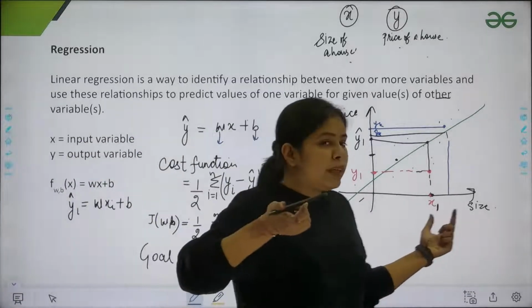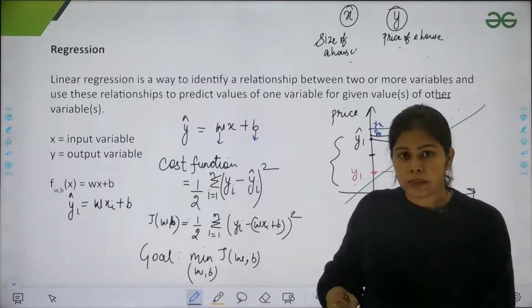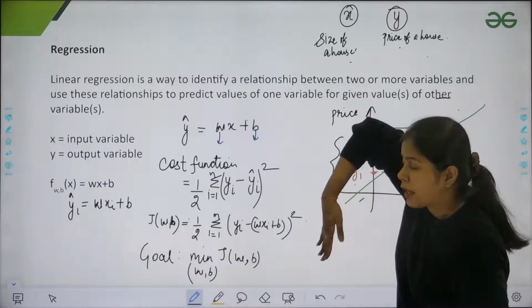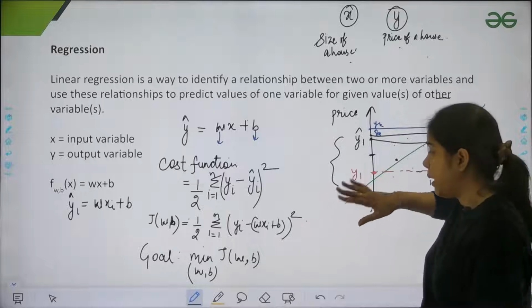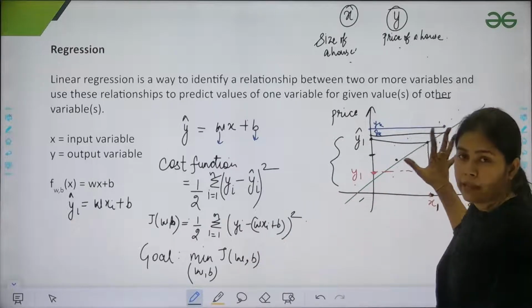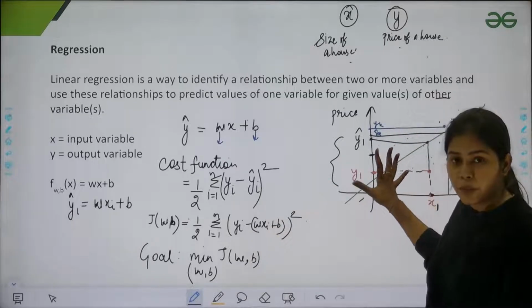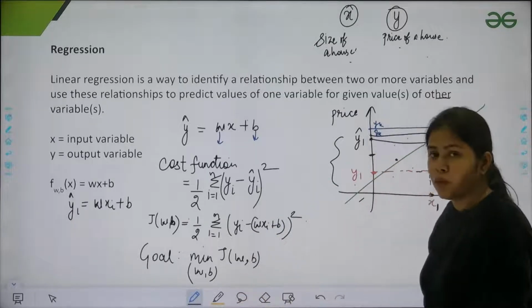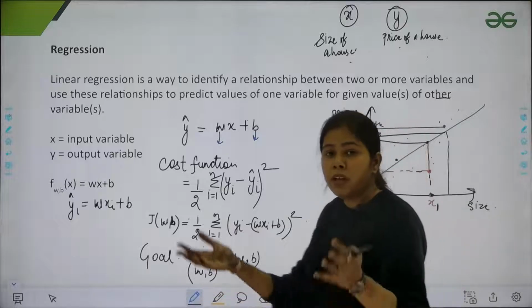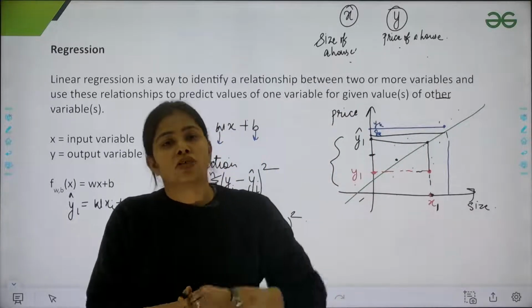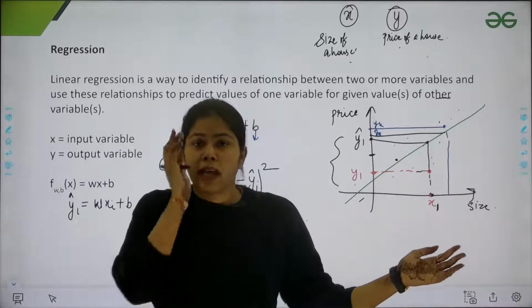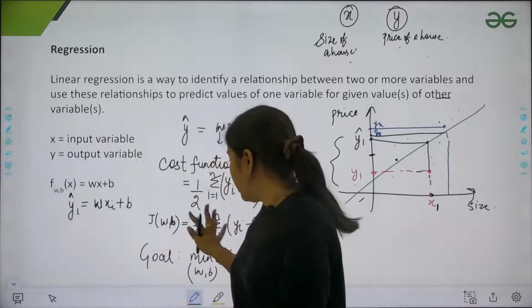So w and b will give me the best fit line, right? That means this line can rotate to any place, and w and b will fix my line. I want to find the line which fits my data properly, and that I'll decide by w comma b. And how do I find w comma b? I'll take any random line and try to minimize the error.